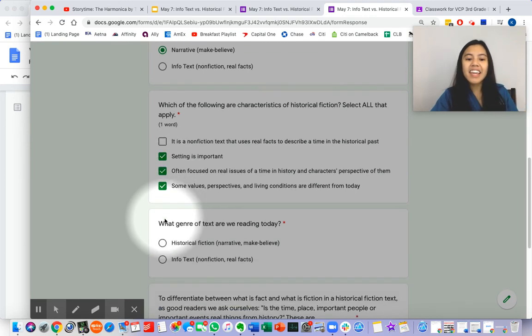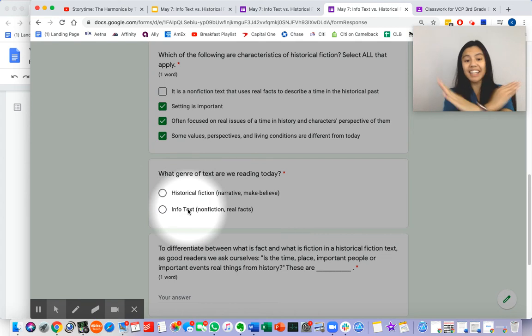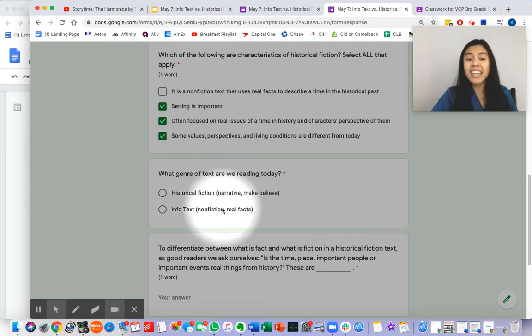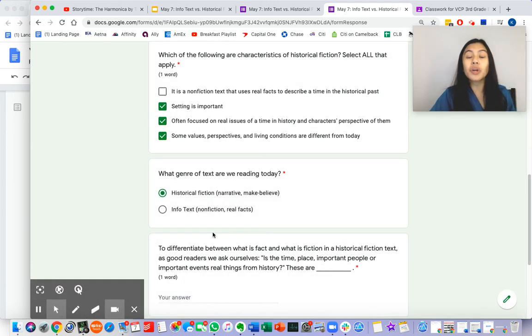Good. Can you remind me, what genre of text are we reading today? You've got it. We are not reading an info text article today that has real facts. We are reading a historical fiction text. It is narrative and make-believe. If you need to, go ahead and pause your video to select that now.